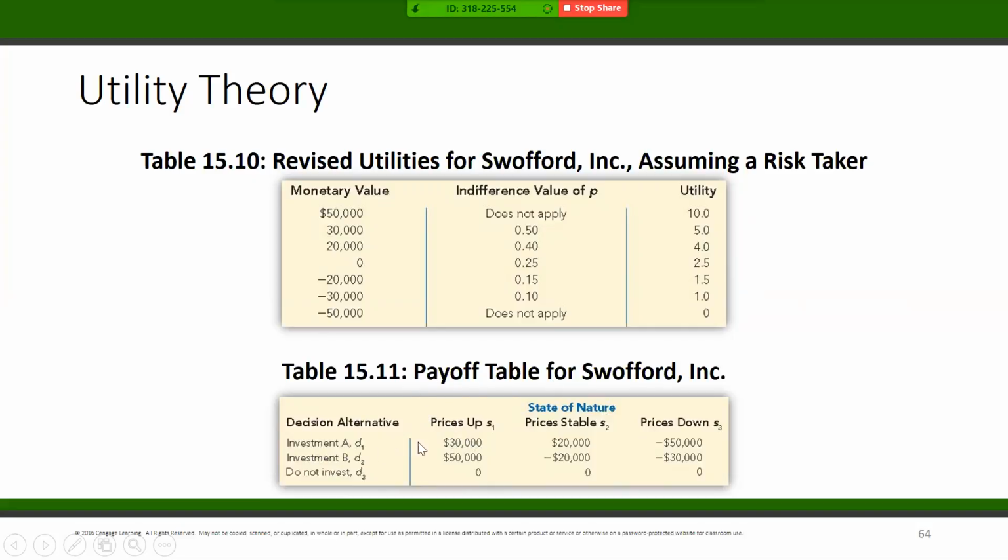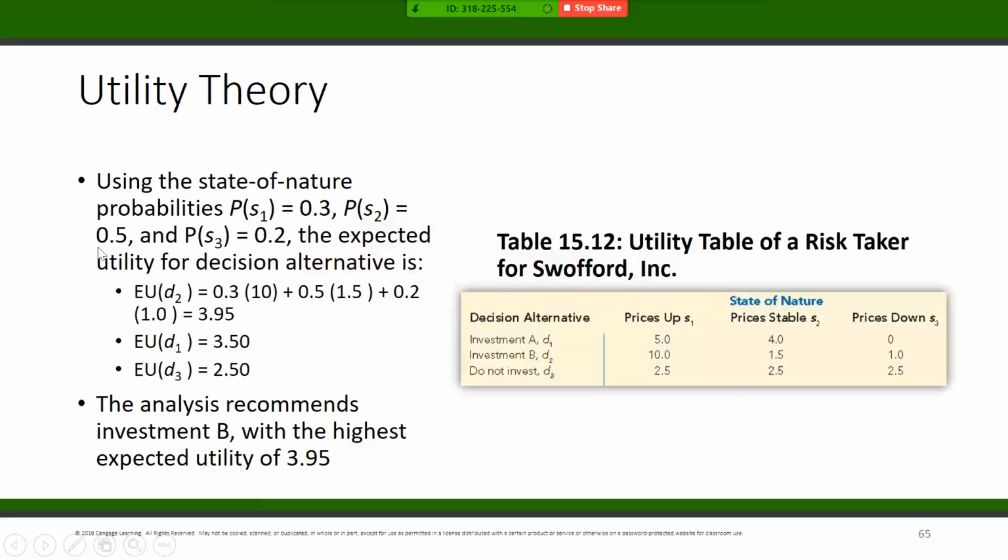So if they invest D1, prices go up, that's going to be the 30. If they're stable, it's going to be the 20, and if they go down, that's going to be the minus 50. So that's going to be really bad there. D2 is going to be high, go up, it's going to be good, it's going to be 50. If they're stable, you're going to lose 20, and if they go down, you're going to lose the 30.